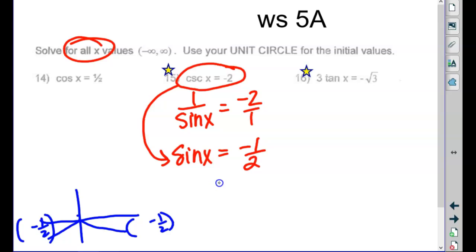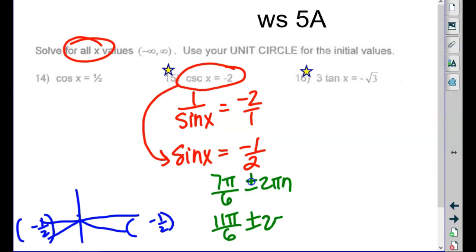So I'm thinking that's 7 pi over 6 and 11 pi over 6. Did I do that right? And then if it's all, I have to put a 2 pi n on the back. So remember the reciprocal ones, you're just flipping it over. Let's practice a tangent one more time. I don't know if there's one on the quiz.